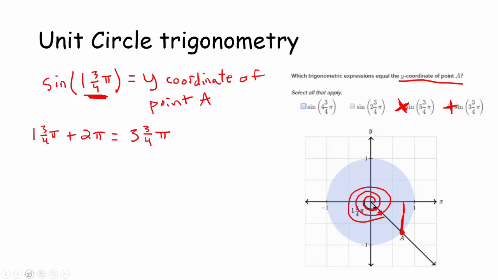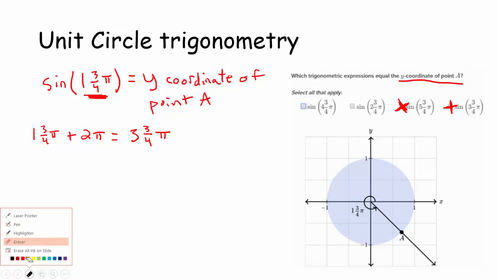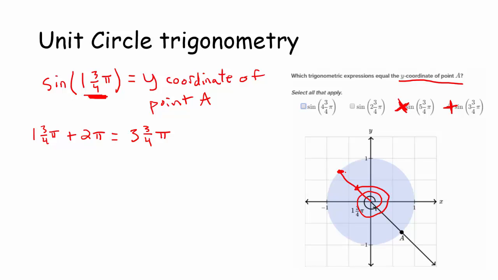Now what about these other two choices? Let me just clean up the diagram here a little bit. So these other choices, okay, 4 3/4 pi. We went around 1 3/4, and then 2 more pi gives us 3 3/4, and then if we go 1 more pi, we would land over here. The question is, if we landed over here, would the y value of this coordinate be the same as the y value of point A? It would not, because this y value is positive for this point. The y value for point A is negative.